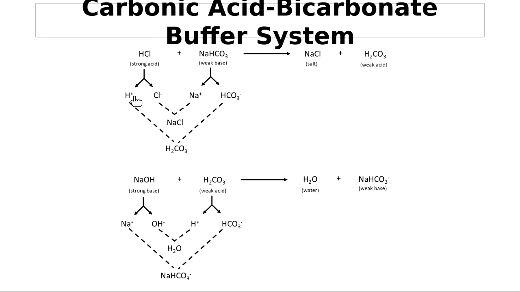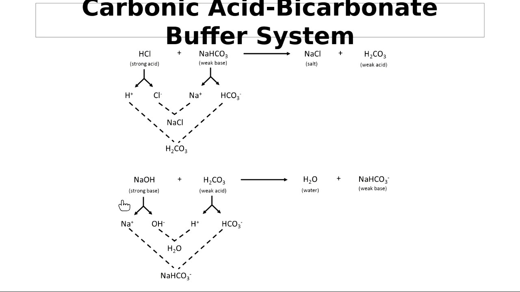I'll put these little examples here showing how these will dissociate into electrolytes. Hydrogen chloride goes into hydrogen ions and chloride ions. The sodium bicarbonate dissociates into sodium ions and bicarbonate ions. The sodium ions and the chloride ions come together to form the salt, which is on the right side of the equation. And the hydrogen ions and the bicarbonate ions come together to form the carbonic acid, which is also on the right side of the equation. Now we're going to come back to this weak acid in just a minute. Let's look at the bottom equation.